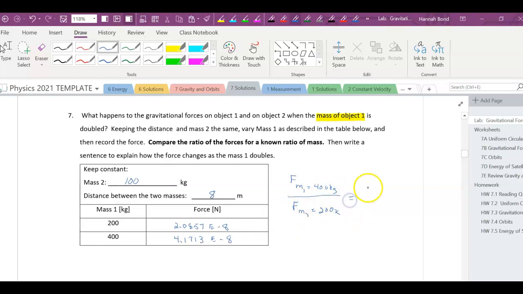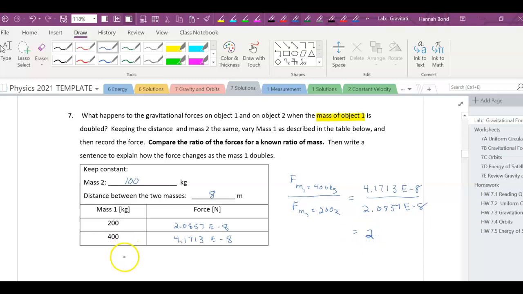Okay, and so I've got 4.1713 e to the negative 8 divided by 2.0857 e to the negative 8. Let me do that math and let's see what we get. I get a ratio of 2.